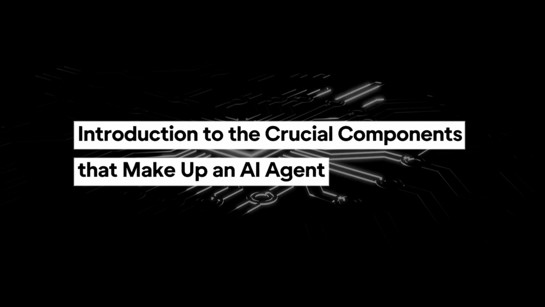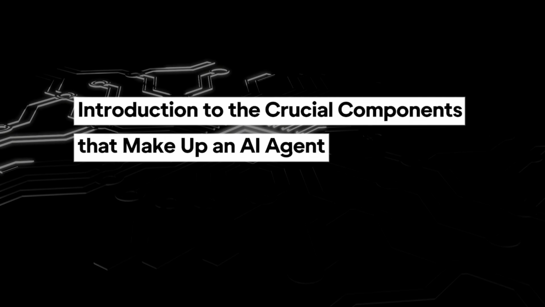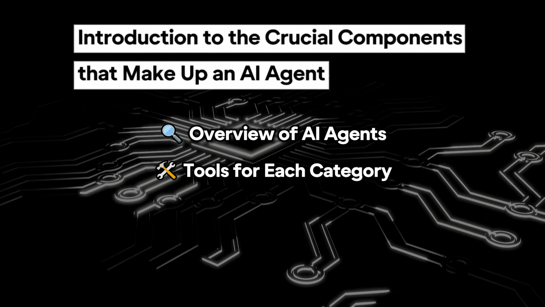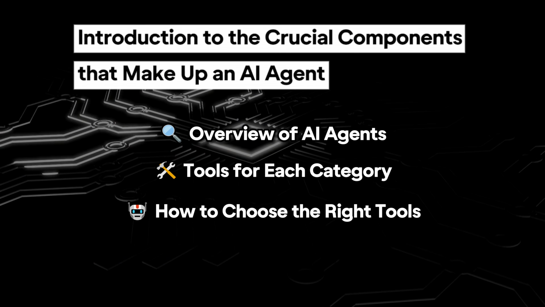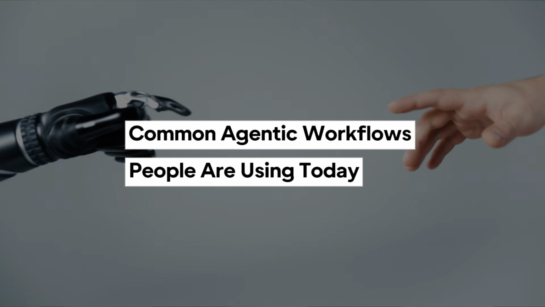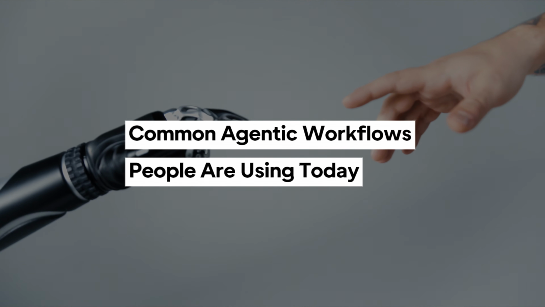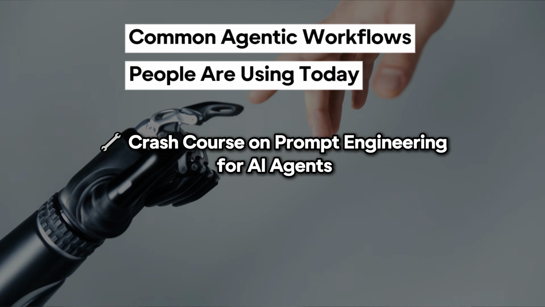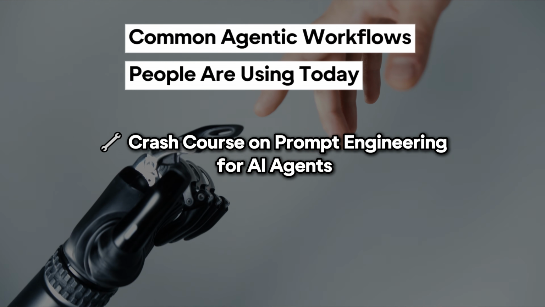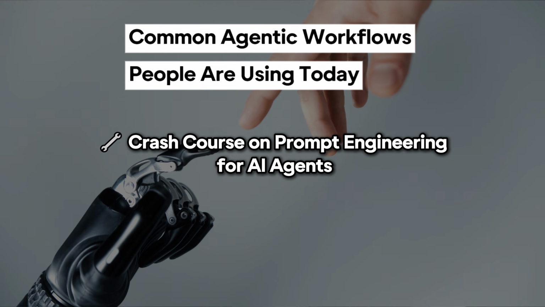Here's the exact structure of the video. First, I'm going to introduce the crucial components that make up an AI agent, talk about what they are, some of the tools for each category, and how to choose which tool you want to be using for each category. Next, we're going to go into the nitty-gritty and talk about some of the common agentic workflows that people are using today. I'll also be including a crash course on prompt engineering for agents specifically because the prompt is literally the thing that's going to make or break your agent.